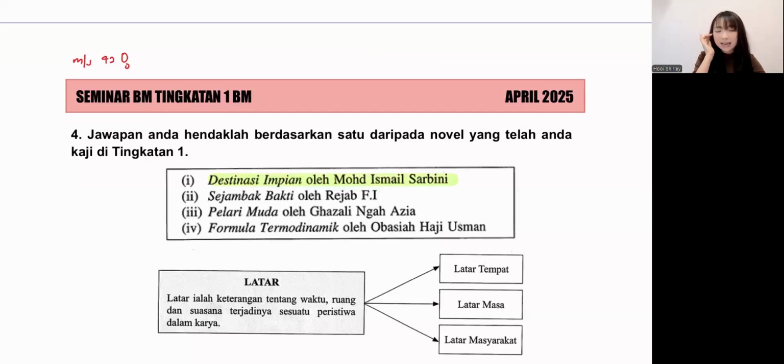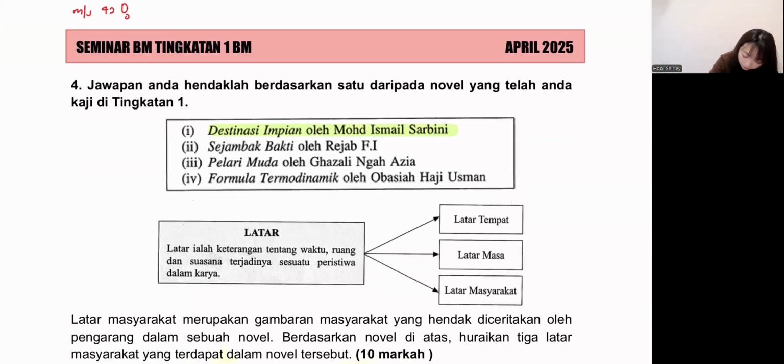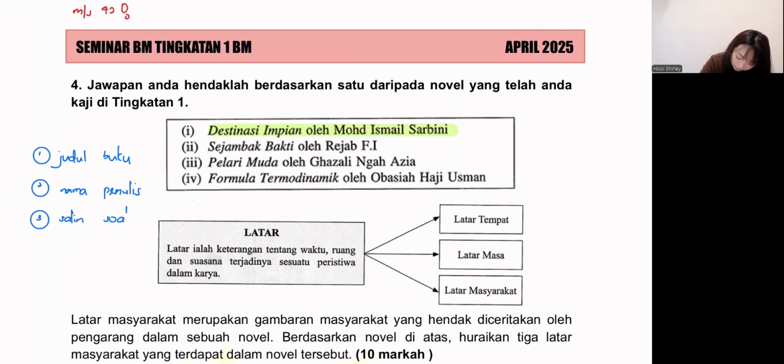Then, what is the technique and what are the phrases and statements that you must write whenever you are answering novel questions? The very first thing you must include is the title of the book. Judul means the title, the name of the book, and also the name of the author. And then the last step is to copy the question again to start off your answer.